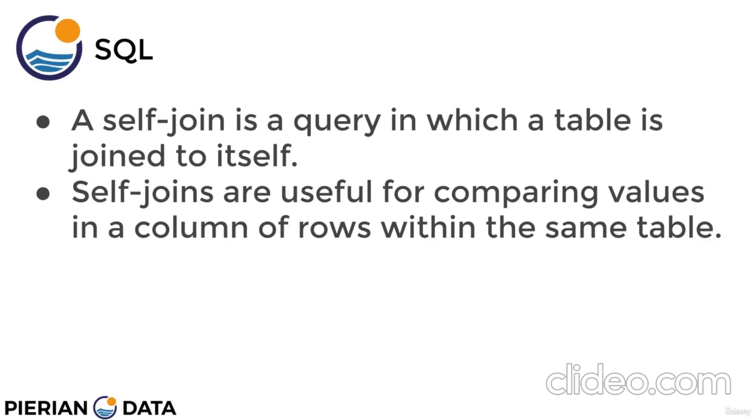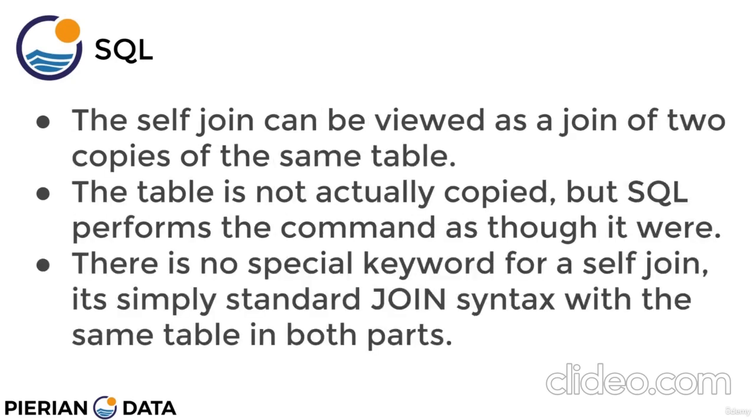So let's discuss self-join in a little more detail. The self-join can really be viewed as just a join of 2 copies of the same table. Keep in mind the table is not actually copied internally, but SQL performs the command as though it were. And the other thing to keep in mind is there's no special keyword for a self-join. It looks just the same as a simple standard join, and it carries the same syntax with the same table happening to be in both parts.